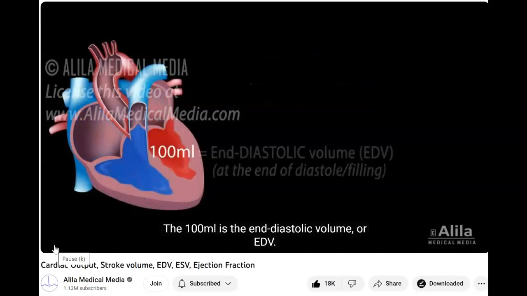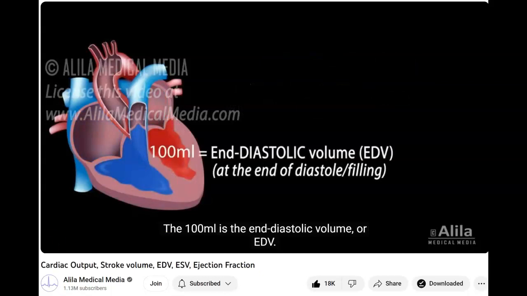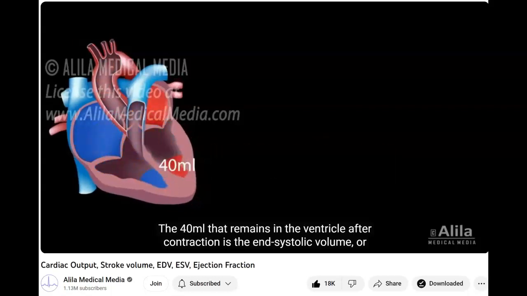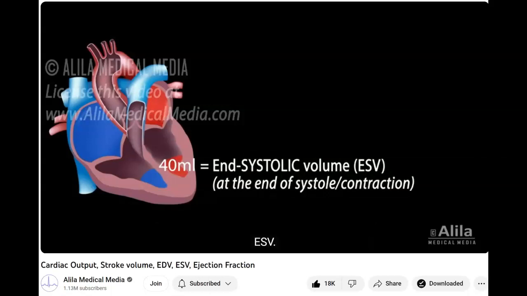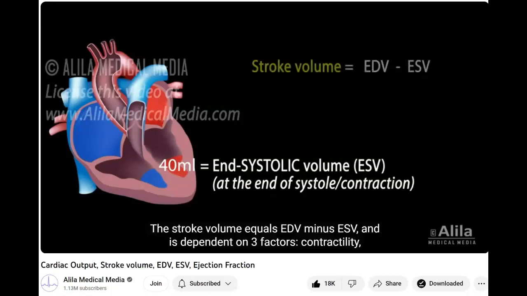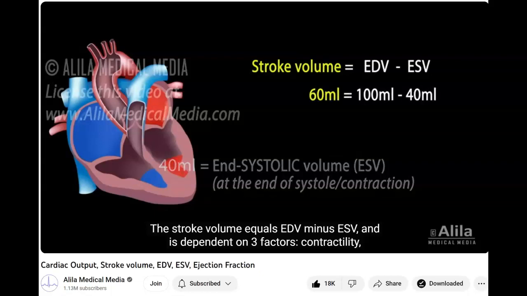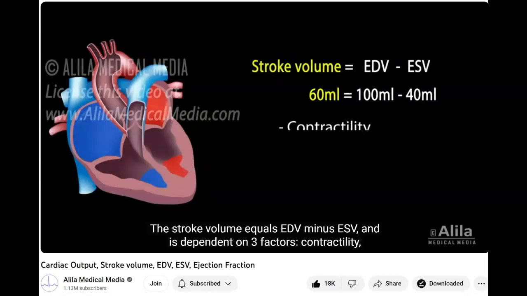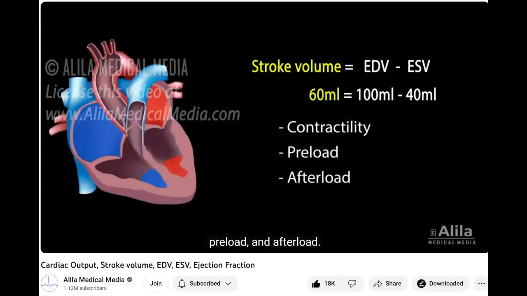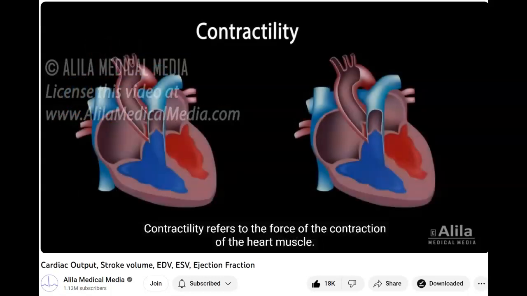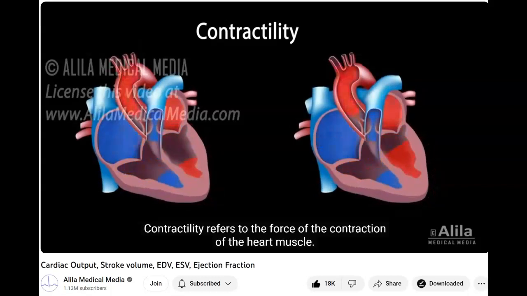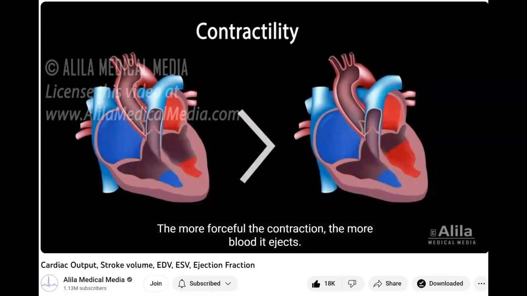This corresponds to an ejection fraction of 60%. The 100 milliliters is the end diastolic volume, or EDV. The 40 milliliters that remains in the ventricle after contraction is the end systolic volume, or ESV. The stroke volume equals EDV minus ESV and is dependent on 3 factors: contractility, preload, and afterload. Contractility refers to the force of the contraction of the heart muscle. The more forceful the contraction, the more blood it ejects.